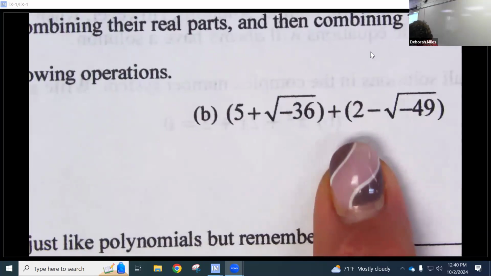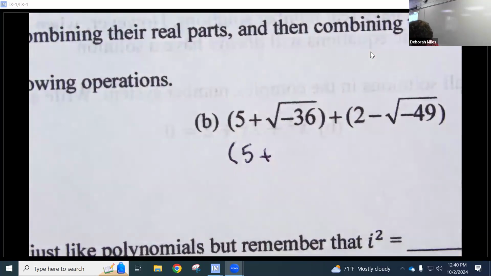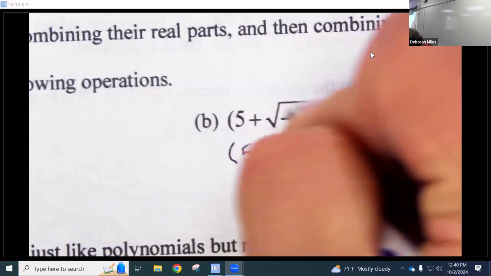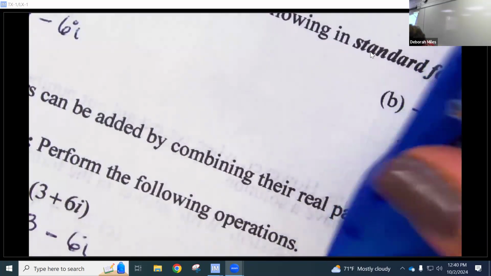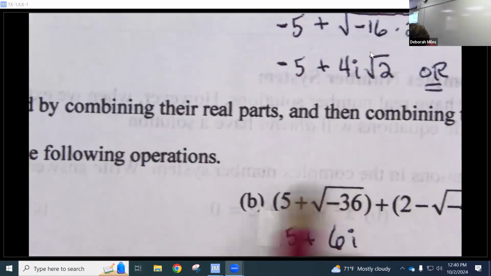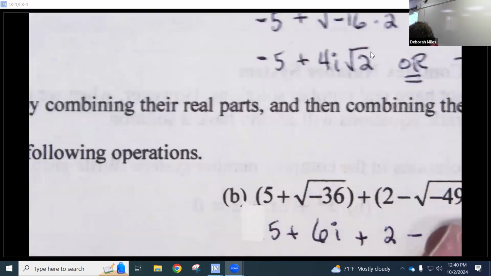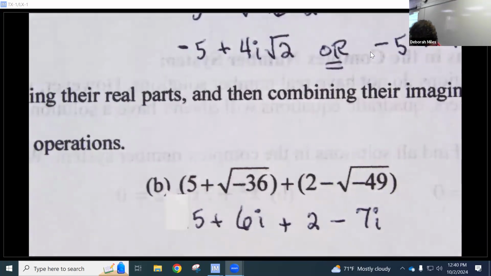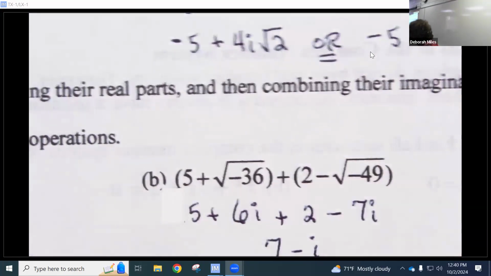So I could have gotten that answer without even knowing i was anything special. And the same thing here. What could I put in place of square root of -36? 6i. I don't need that parenthesis anymore. That first complex number is 5 plus 6i. The second one is 2 minus what? 7i. So when you combine like terms, you get 7 minus i.